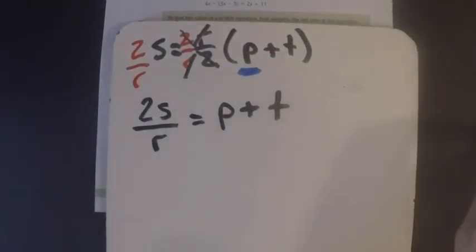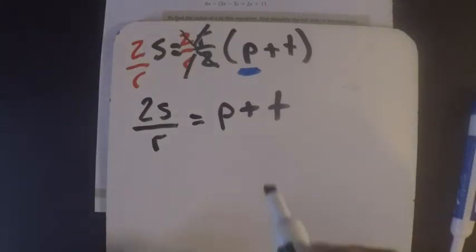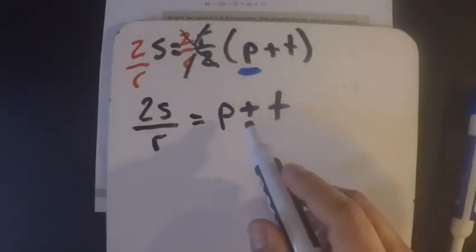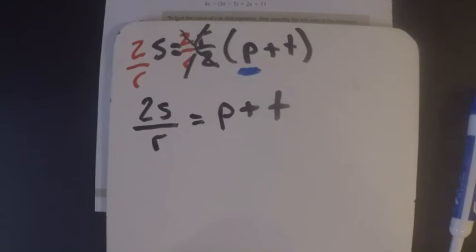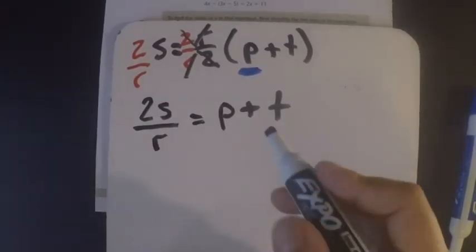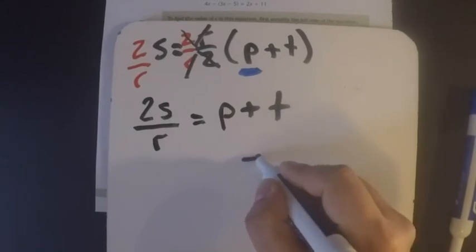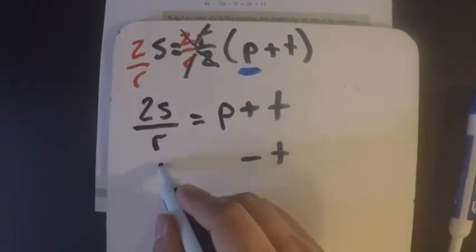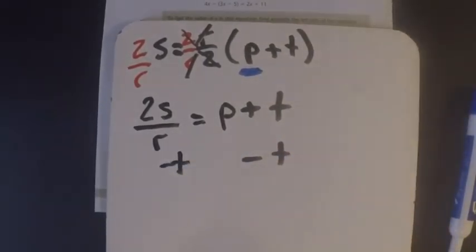So now, again, we said at the beginning that we wanted to get p by itself. So if we want to get p by itself, then we have to see what is with that p that we need to get rid of. Well, it's this t here. So what's happening between p and t is they're being added together. So if we want to remove it, we do the opposite of addition, which is subtraction. So minus t, and we subtract t from both sides.